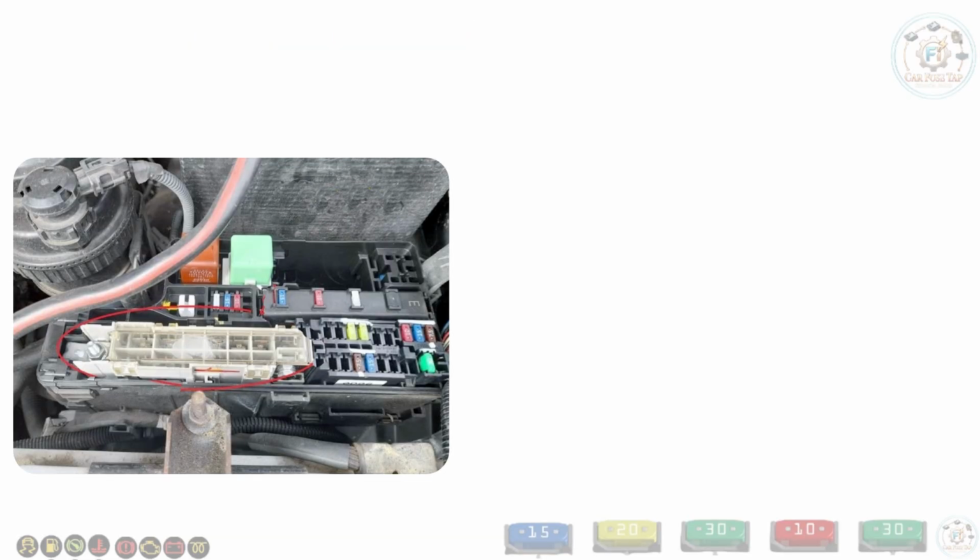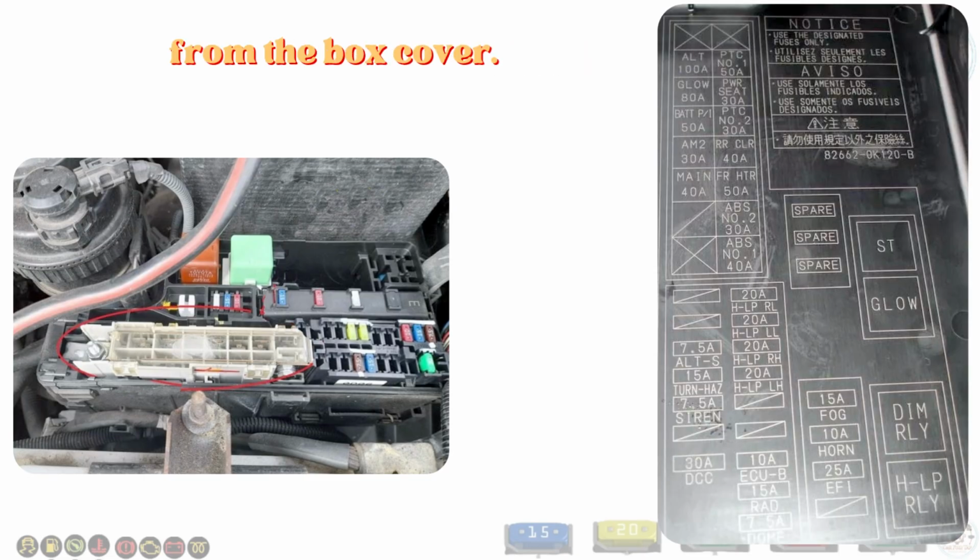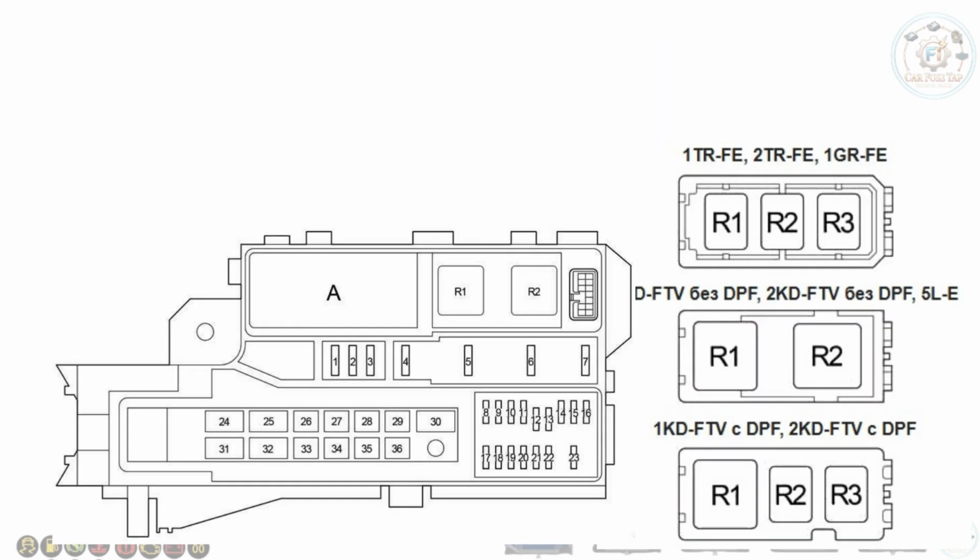Fuse and relay box. It is located on the left side of the engine compartment, next to the battery. Diagram from the box cover. Engine compartment.